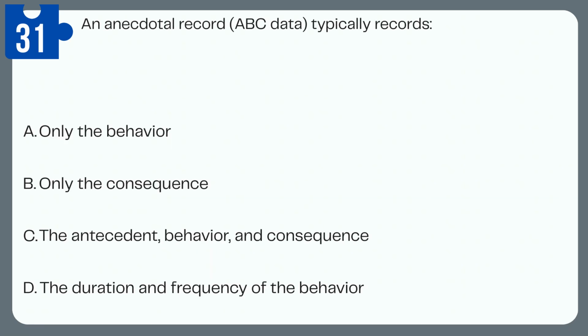Question 31. An anecdotal record, ABC data, typically records A. Only the behavior. B. Only the consequence. C. The antecedent, behavior, and consequence. D. The duration and frequency of the behavior.